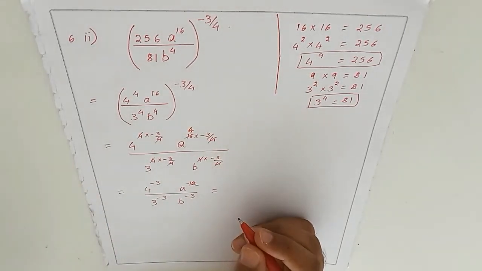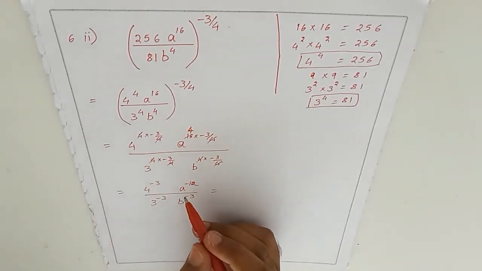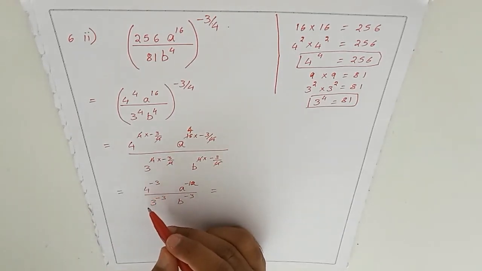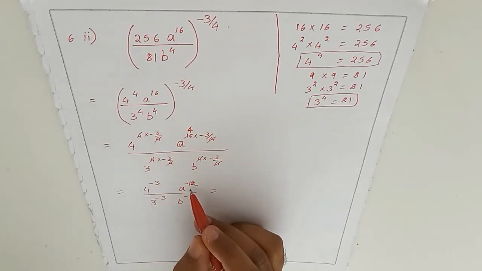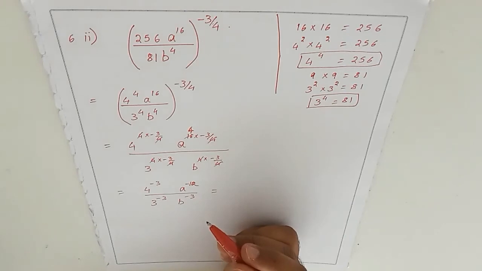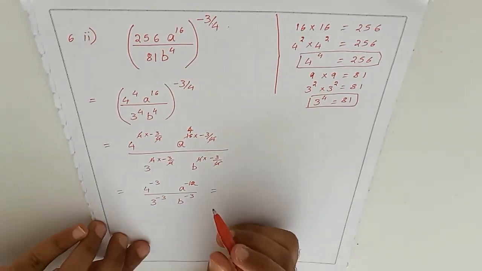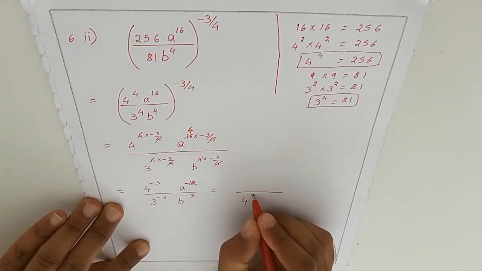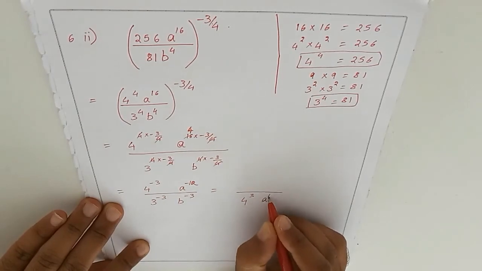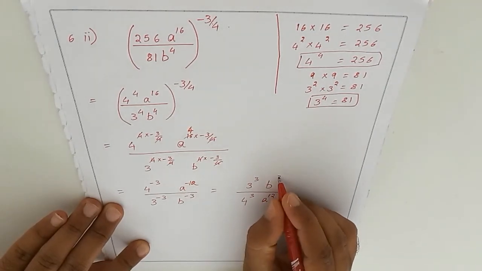Now what I will do here is bring this down, and then bring this down. When I bring this down, it becomes 4 cube, and this becomes a power 12. When I bring this up, it becomes 3 cube, and this becomes b cube. Why do I need to do this? I just want to express it as a positive power, that's all.